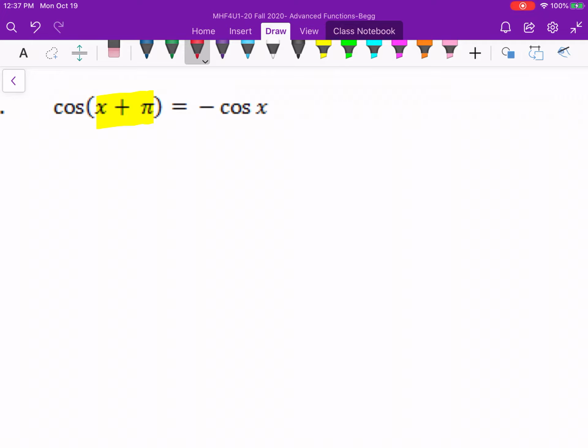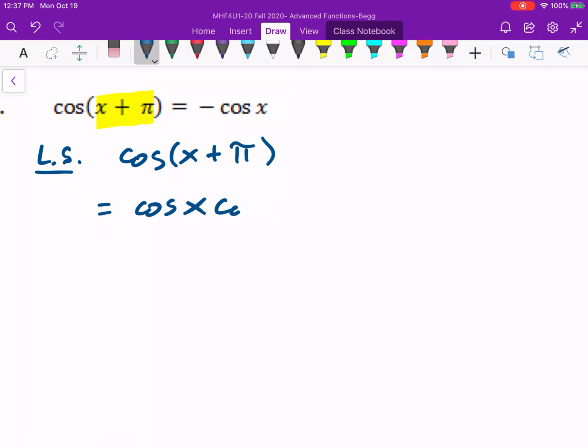So I want that to be the right side, left side. And again, I'll just start with what is on the left side, so cos of x plus pi. So we're going to think of x as our A value. We're going to think of pi as our B value. So we have cos x times cos pi minus sine x times sine pi.